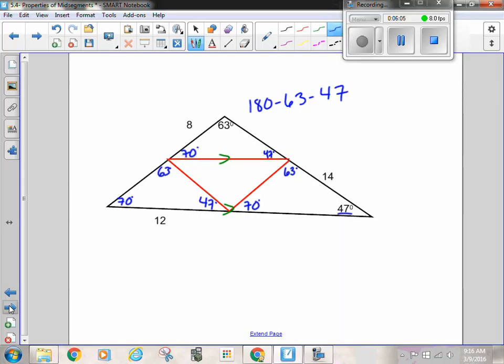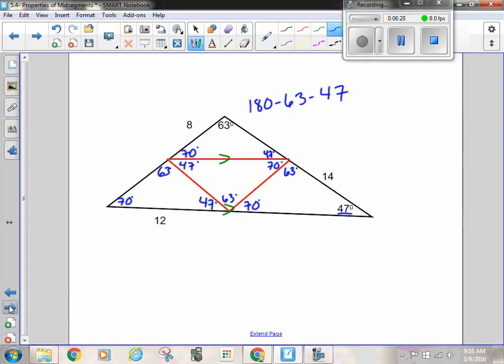Okay. Then I can find my missing angles by taking 180 minus my 70 and my 63 here, and I can see that this is 47. Again, we can say that this is 70 and this is 63, because these are all going to follow that idea that it breaks it into 4 congruent triangles.